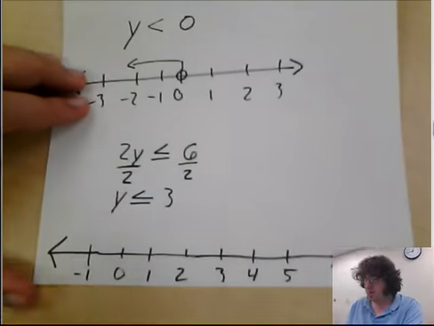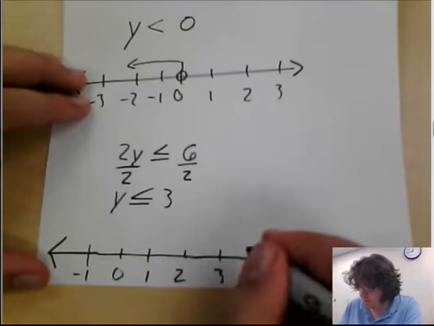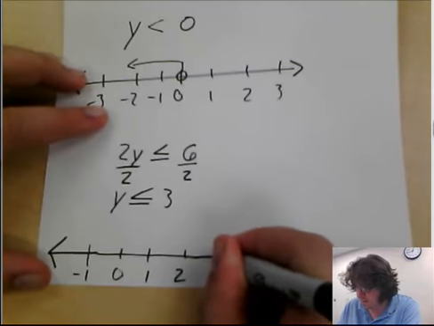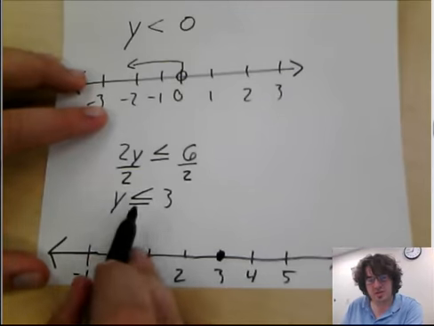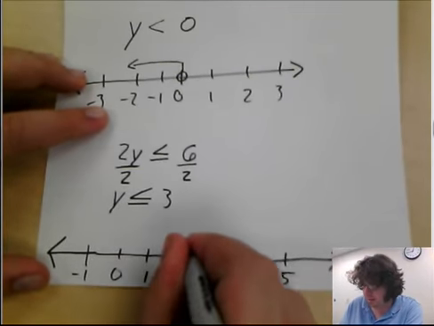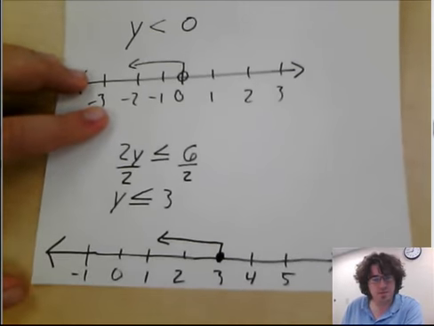Okay, so now it is a less than or equal to sign. So I put in a filled in dot on 3. And now since Y is less than, our line comes back down to the smaller numbers. So it could be any of those.